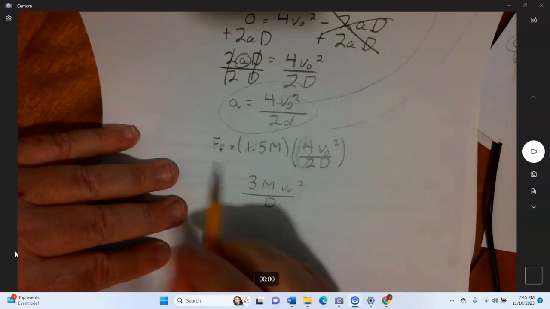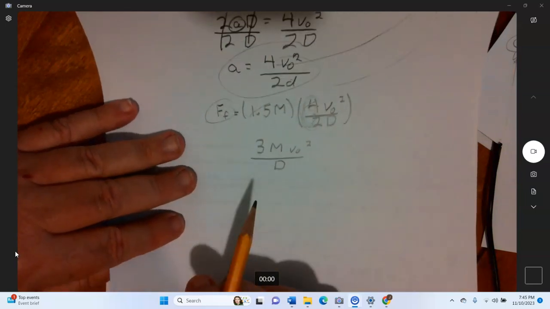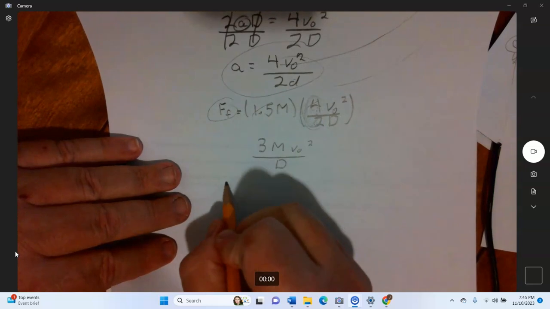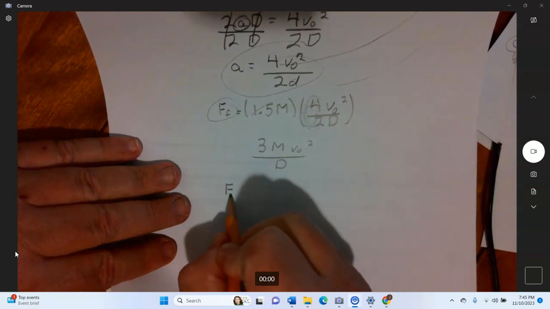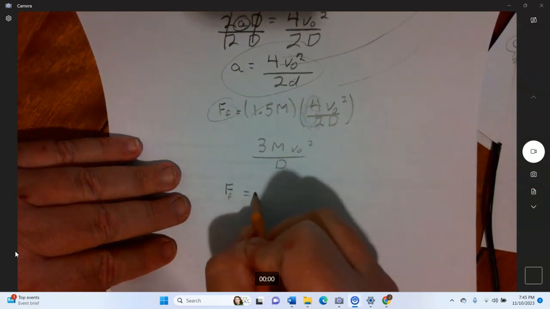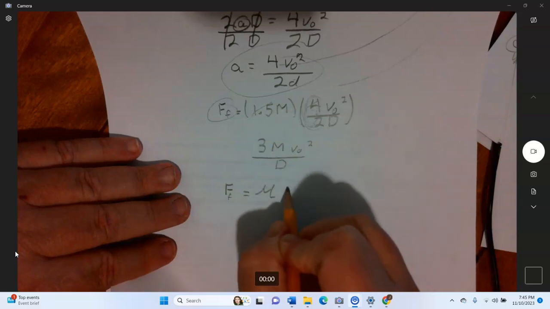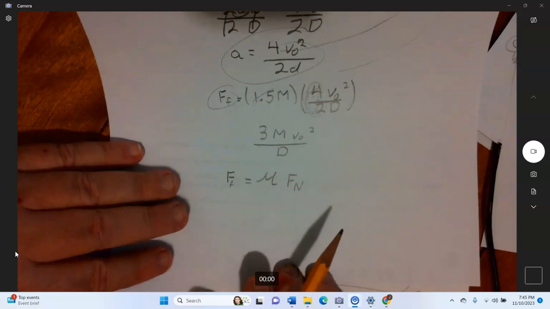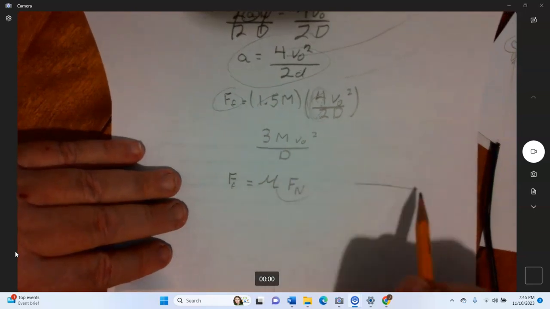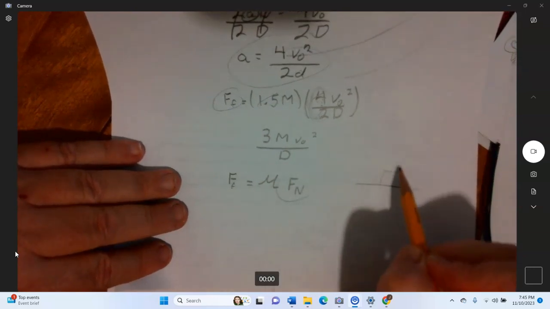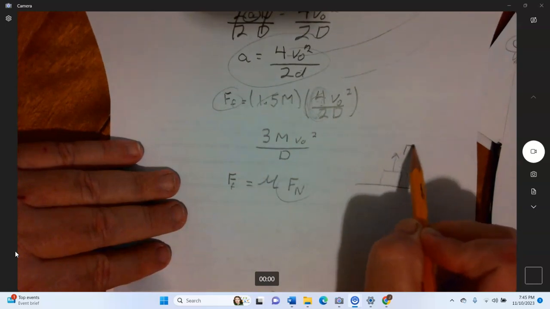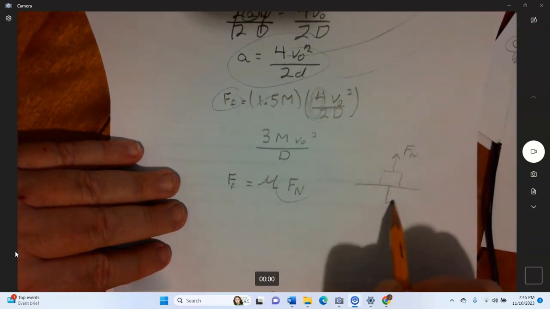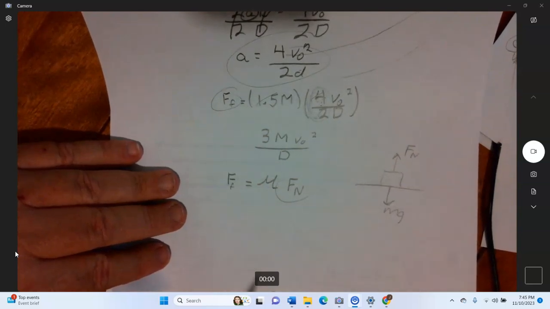What is that? That's the friction force. Now we have a formula that says friction force equals mu times the normal force. What is the normal force on a flat surface? There's the block, there's the normal force, there's the weight, mg. Okay, so we're going to multiply.